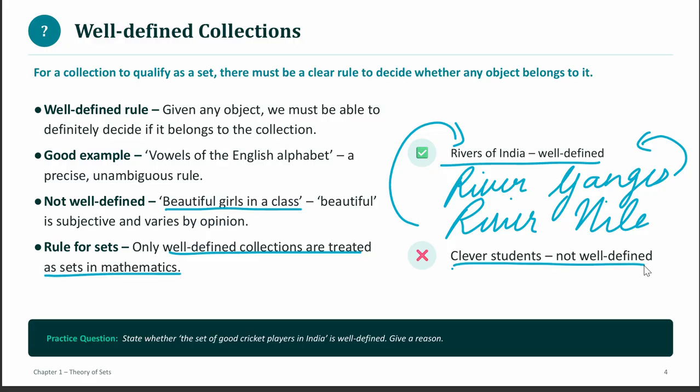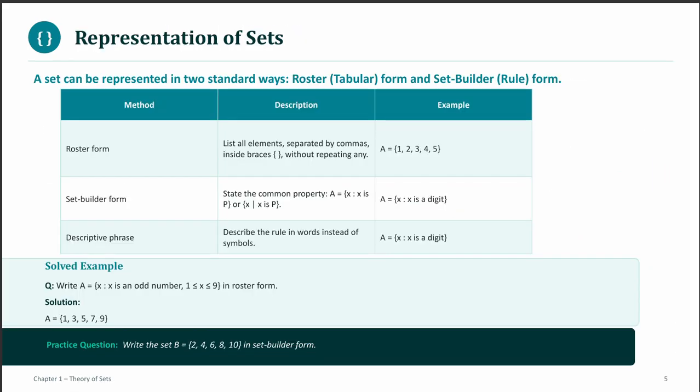Similarly, clever students are not well defined. If you see this practice question right here, state whether the set of good cricket players in India is well defined. The set of good cricket players in India, right? Obviously, it varies by opinion. It is subjective again. So obviously it is not a set. All right, let's move ahead.